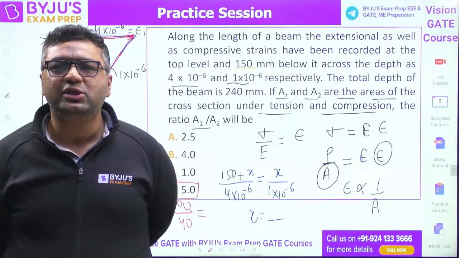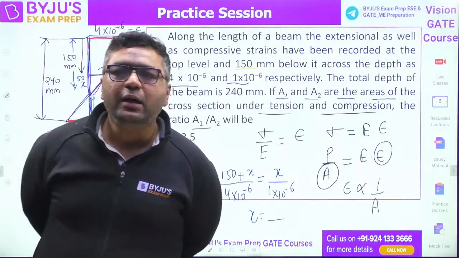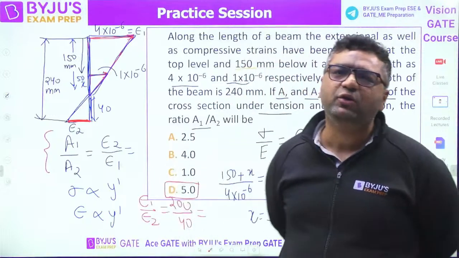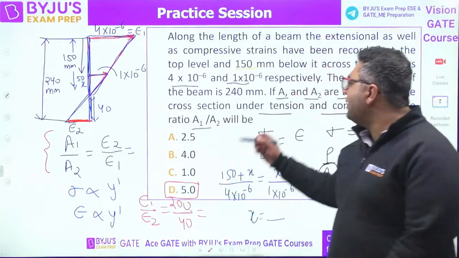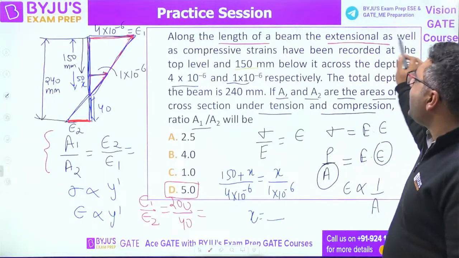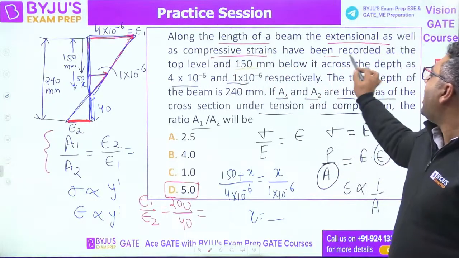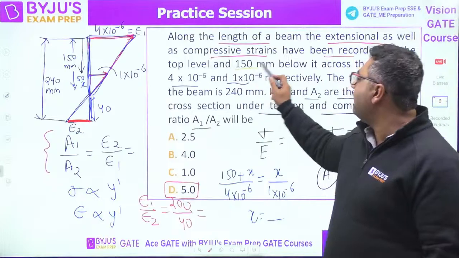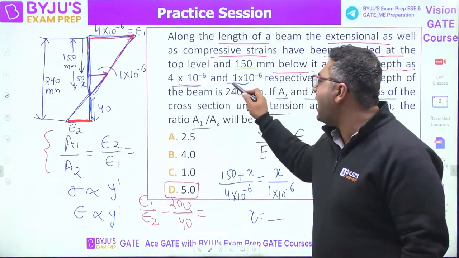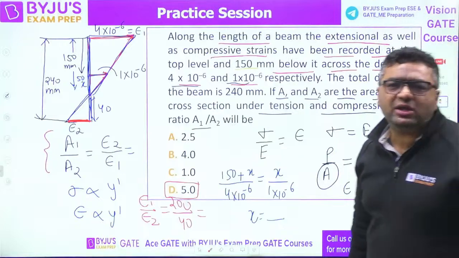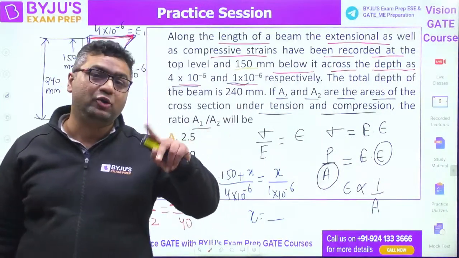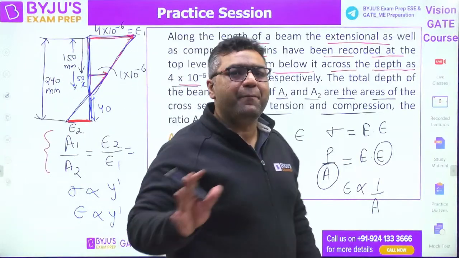Somik, sir, extension stress is compressive. Dear, it is not like that. It doesn't matter whether you are taking it compressive or tensile, but they have mentioned that along the length of a beam, the extensional as well as compressive strengths have been recorded at the top level, 150 mm below it across the depth. So they have extensional, means whenever you are going to extend only, but as they have mentioned both things, because in bending you have tension also, compression also.